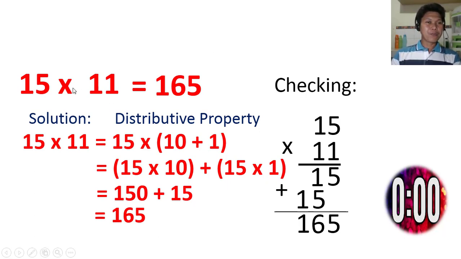Meron akong tinuro sa inyo na shortcut nito, yung multiplying a number by 11. What you're going to do is just write this 1, you just write this 5 dito sa pinakauna, ganyan. Tapos i-add mo yung dalawa, 1 plus 5, which is 6, tapos kopyahin mo yung 1. Yan, so 165. 165 ang answer.